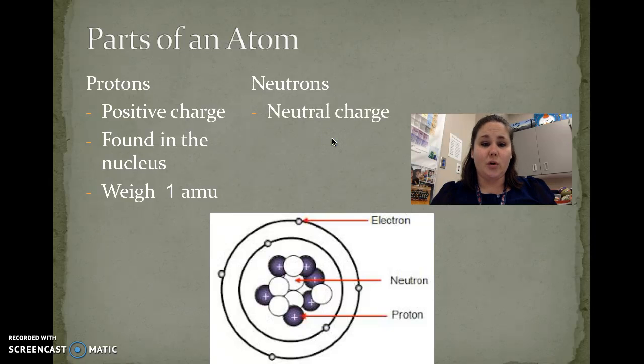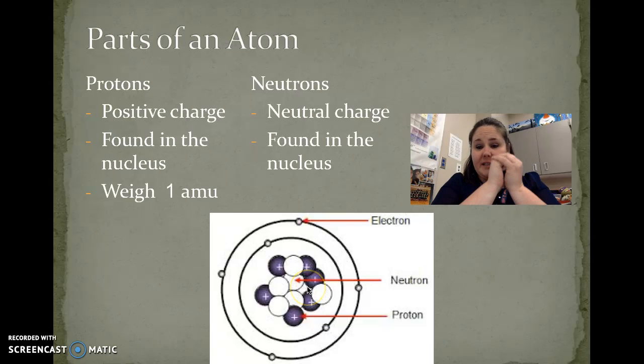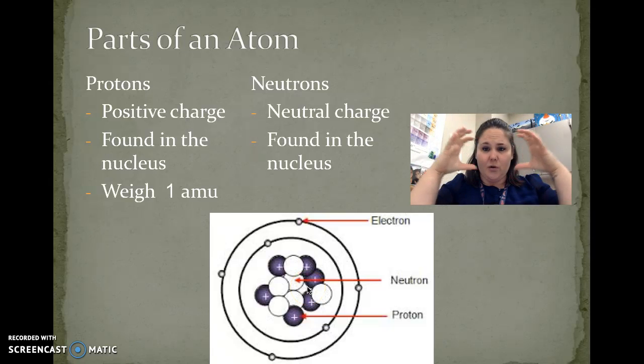Neutrons are neutral. N and N. See? I'm trying to make it easier. Meaning they're not positive or negative. They're neutral. They are also found in the nucleus. Again, if you look at this picture down here, protons and neutrons make up that center part. And then there's outer rings.